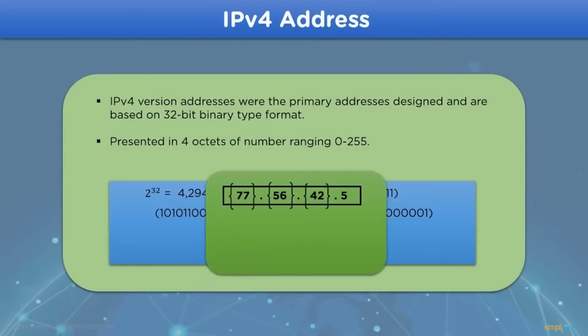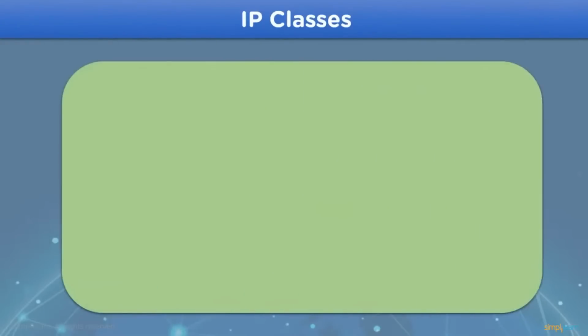This is an example of an IPv4 address, where the first 3 parts represent the network ID and the last part represents the host ID. Using the IPv4 address as our reference, we can identify IPv4 addresses from IPv6 addresses. Now let's move on to the next topic, that is IP classes.